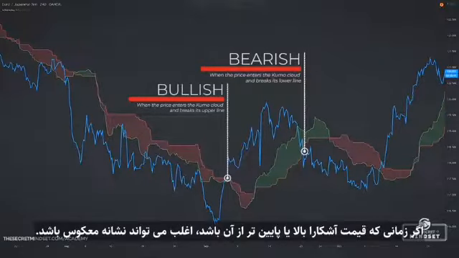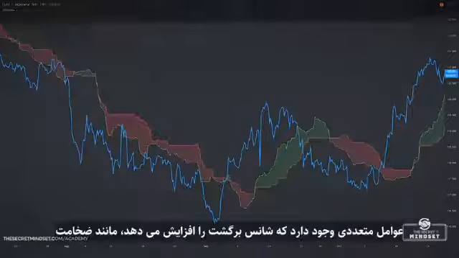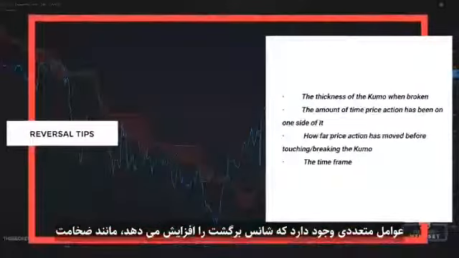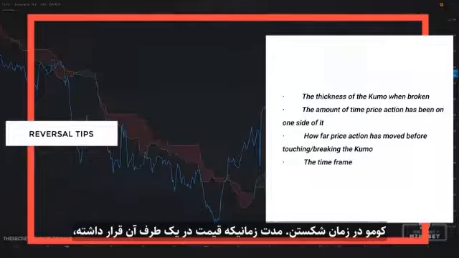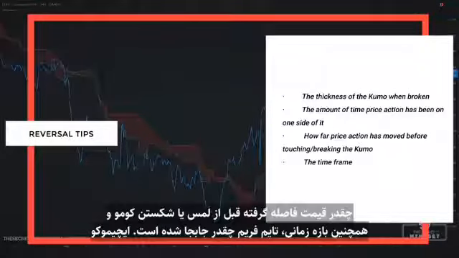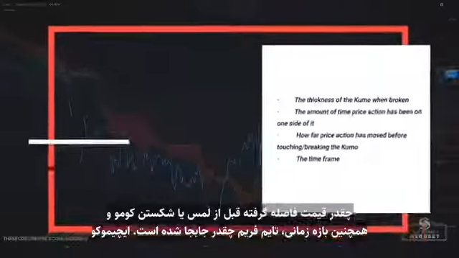If the price is clearly above or below it, when the price action breaks the Kumo, it can often signal a reversal. There are several factors which increase the chances of a reversal, such as the thickness of the Kumo when broken, the amount of time price action has been on one side of it, how far price action has moved before touching or breaking the Kumo, and also the time frame.